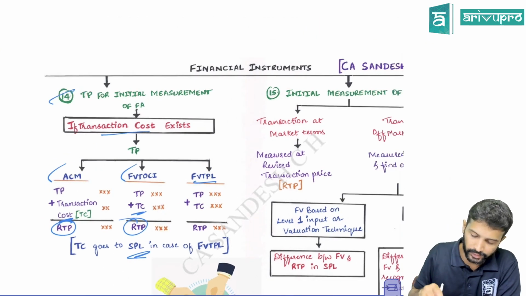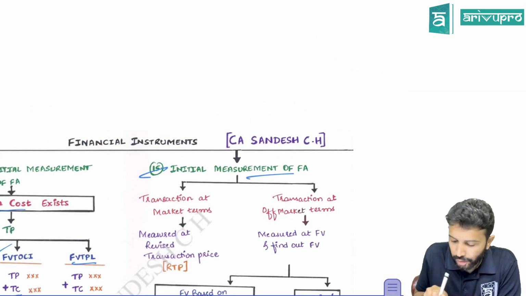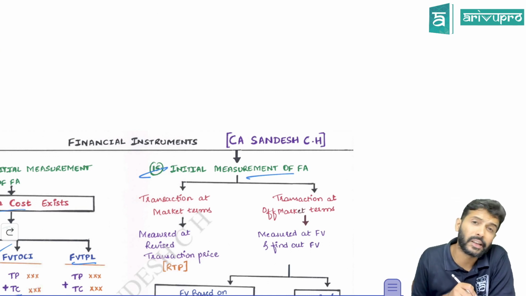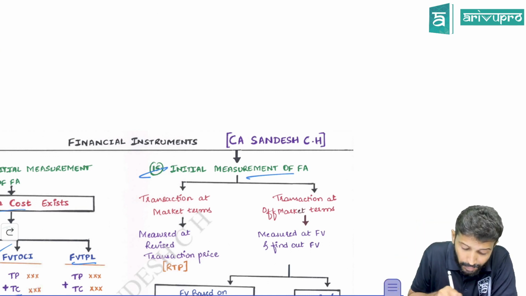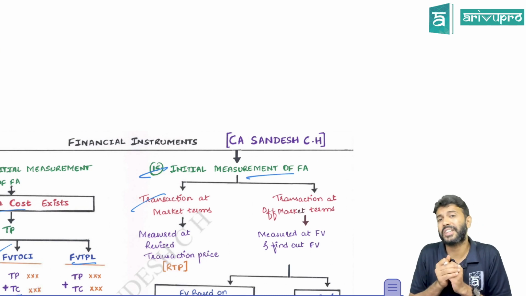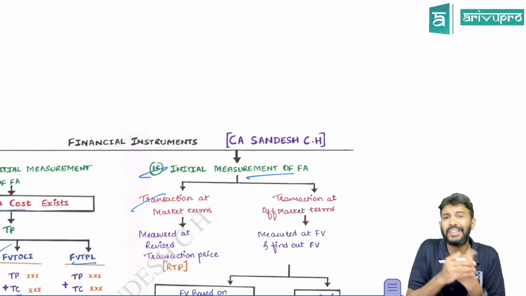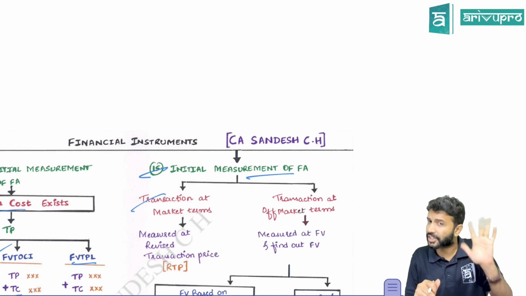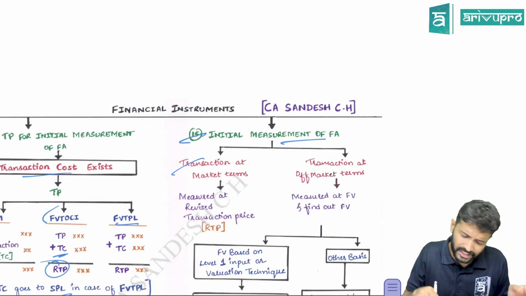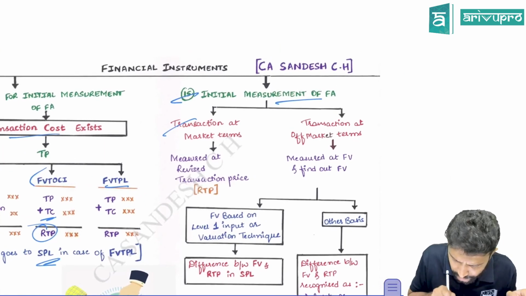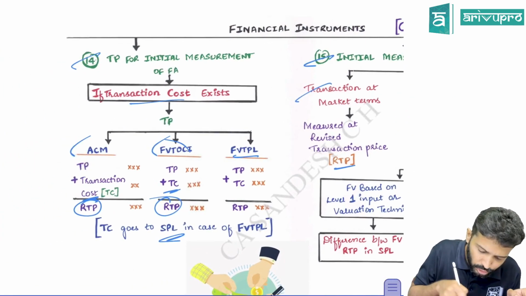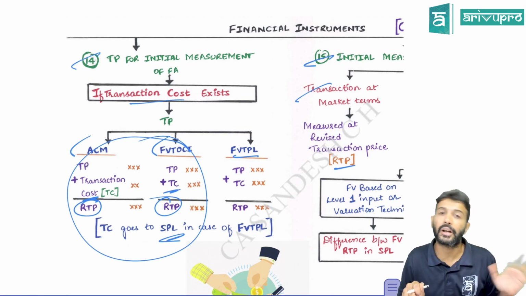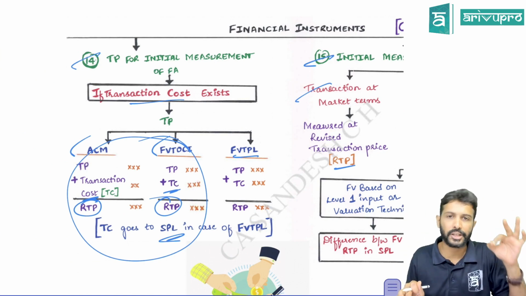All right. Then initial measurement of financial assets. How will you initially recognize? That depends on how you have done the transaction. If you have done the transaction at market terms, then the transaction price itself reflects fair value and you can record the initial financial asset at the transaction price itself. And if there is any transaction cost, add it. That's what I've said, use RTP. Meaning transaction cost under these two methods is added. After adding transaction cost, whatever value you get, that itself you can record as the initial value of the financial asset.